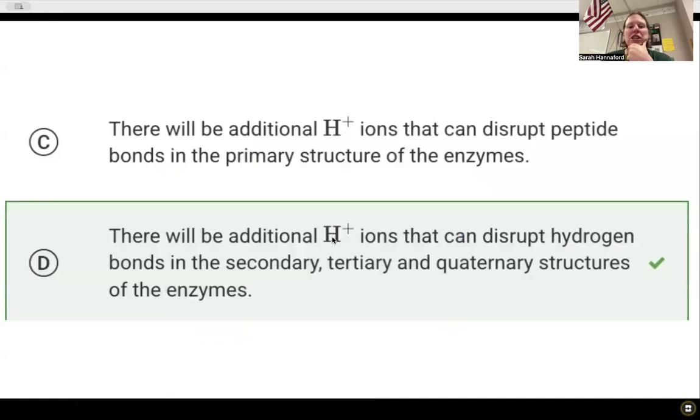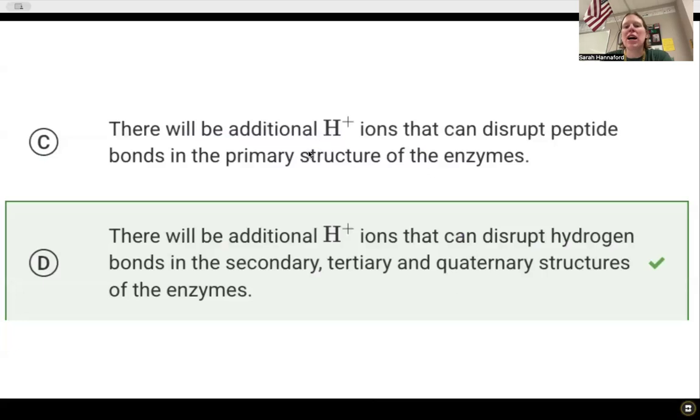So in this question, it asked about lower pH for an enzyme. And remember, low pH means more hydrogen ions. So there'll be additional hydrogen ions, and those are going to disrupt the hydrogen bonds in the secondary, tertiary, and quaternary structures of the enzyme.